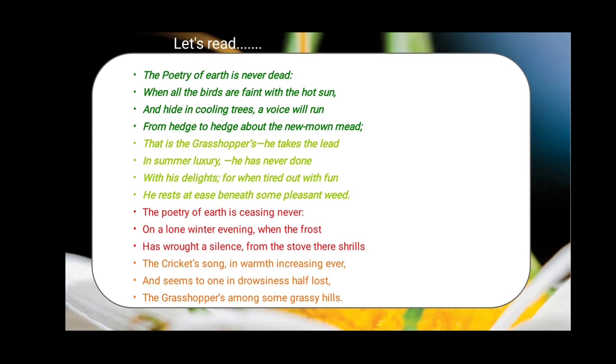Look at the sonnet. It has been divided into two parts. The first 8 lines are the octave, and the last 6 lines are called the sestet. The first 4 lines of the octave deal with the summer, and the second quatrain, the last 4 lines of the octave, deals with the grasshopper. Likewise, the first three lines of the sestet deal with the winter, and the last three lines of the sestet deal with the cricket's song.